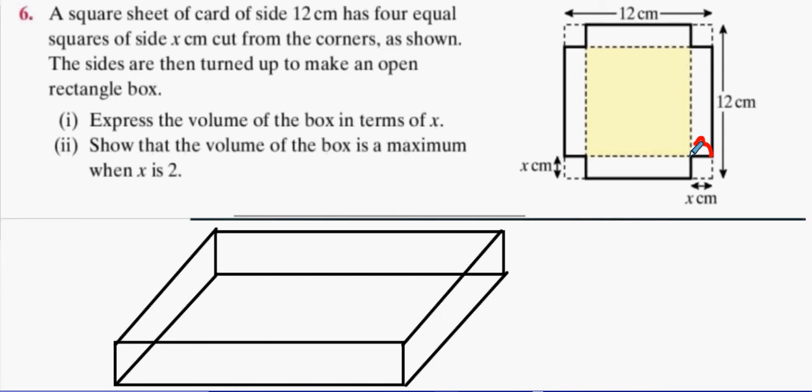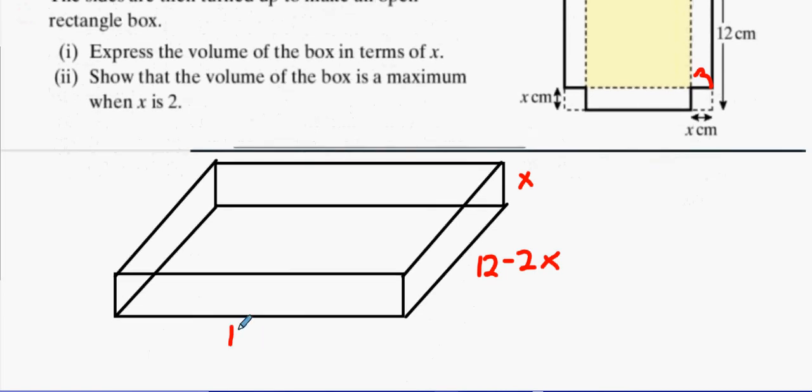Everybody cool with that? Now, what's getting taken away from the 12? You're deducting an x on this side, and you're deducting an x on the other side. So what does that mean? 12 minus 2x. And what does that mean about the other side? Also 12 minus 2x. Now here's what I want you to do. I want you to get the volume of the box by multiplying the length by the width by the height. Then I want you to differentiate it and show it has a maximum at x equals 2. Off you go.